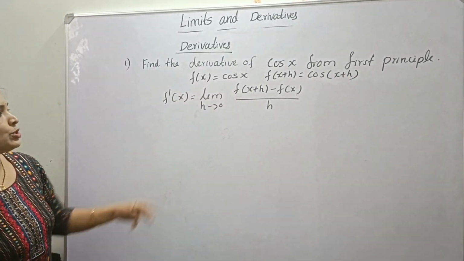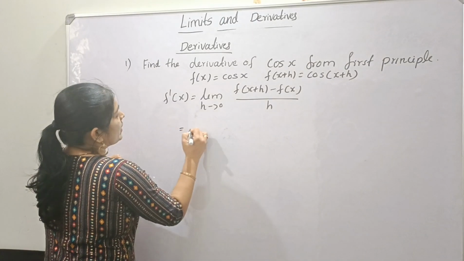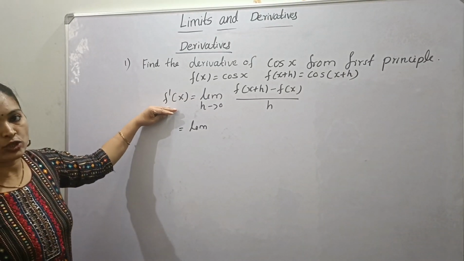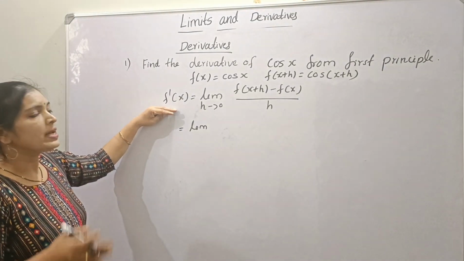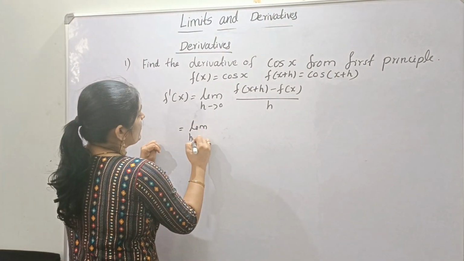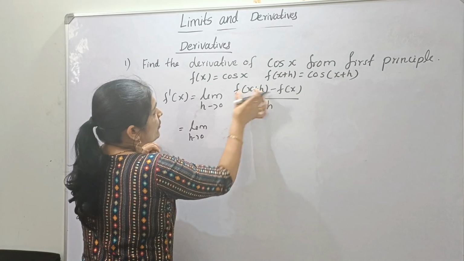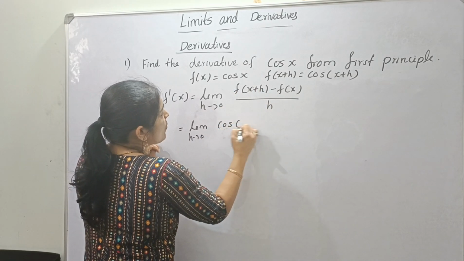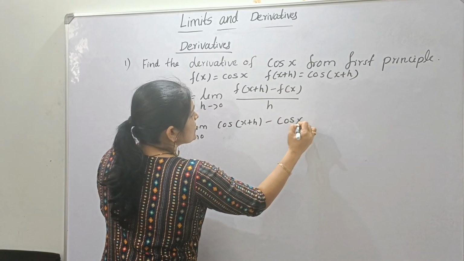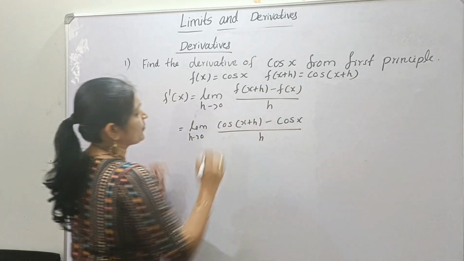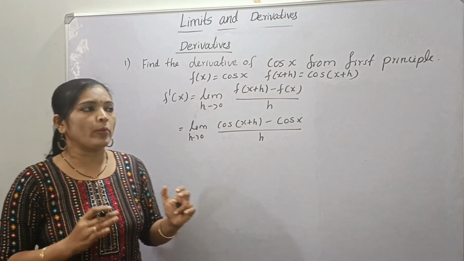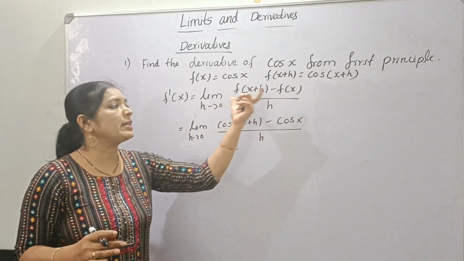Now let us substitute here. Limit. Here you can write df by dx or f dash of x, the derivative of f of x. So that is equal to limit h tends to 0, f of x plus h is cos of x plus h, minus f of x is cos x, divided by h. So here we have to apply a trigonometric identity, a trigonometric formula, that is cos a minus cos b.